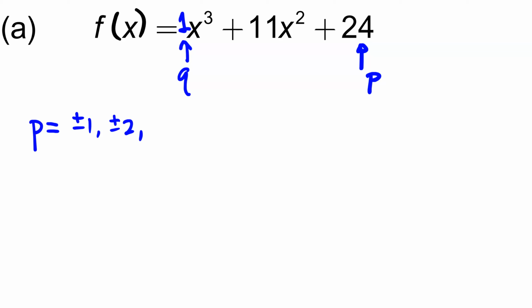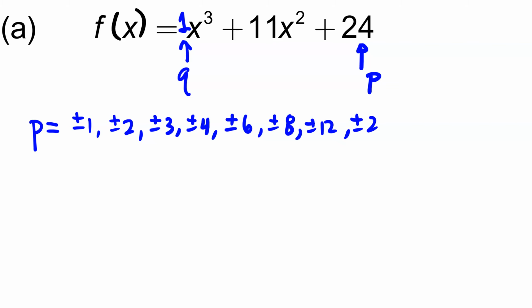1 and 24. 2 and 12. 3 and 4. 4 and 6. 8 and 3. 12 and 2. And 24 and 1. Why am I writing plus or minus? Because they can be positive or negative. I can have positive 1 times 24, or a negative 1 times negative 24 is positive 24. So we have to include all the positive and negative.